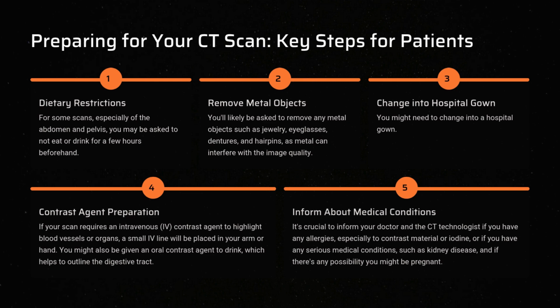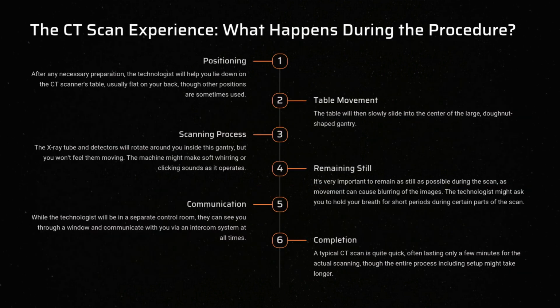You might need to change into a hospital gown. If your scan requires an intravenous contrast agent to highlight blood vessels or organs, a small IV line will be placed in your arm or hand. You might also be given an oral contrast agent to drink, which helps to outline the digestive tract. It's crucial to inform your doctor and the CT technologist if you have any allergies, especially to contrast material or iodine, or if you have any serious medical conditions, such as kidney disease, and if there's any possibility you might be pregnant.